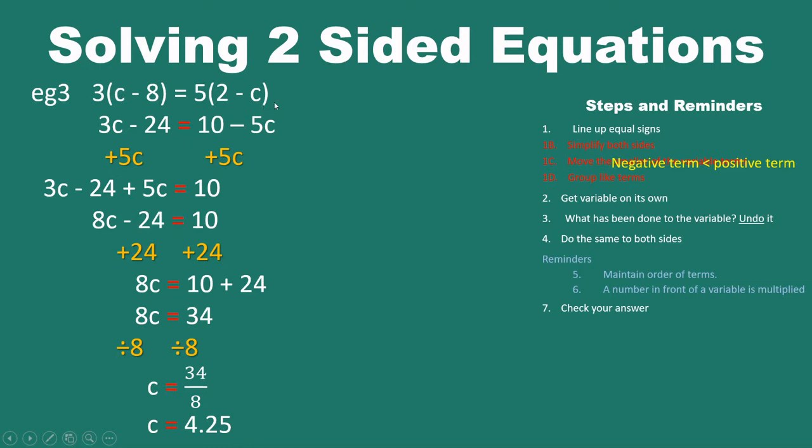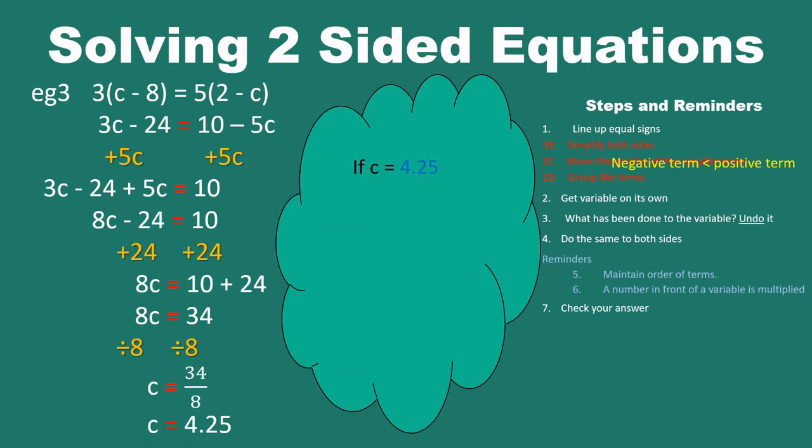So let's do our check, writing it out. Given that c is equal to 4.25, will this equation be equal if I substitute 4.25 in for c on both sides of the equation? Let's see. So 3 brackets 4.25 minus 8. Is that equal to 5 brackets 2 minus 4.25? Let's start by simplifying what's inside the brackets first. So 4.25 minus 8, that's going to be a negative number. That'll be negative 3.75. And 2 minus 4.25, that's going to be negative 2.25.